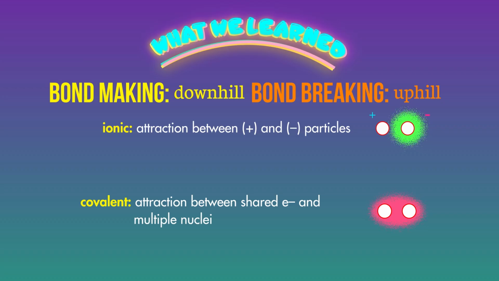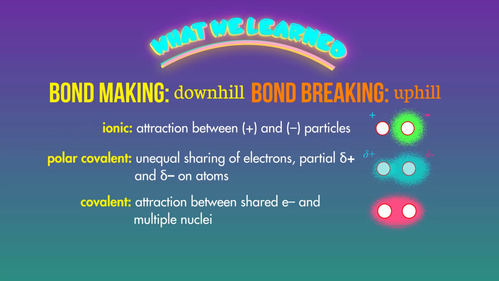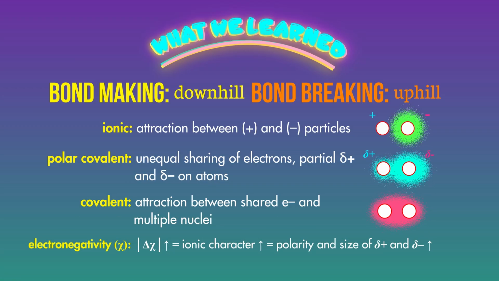We learned that most chemical bonds lie on a continuum between completely ionic and perfectly covalent. Polar covalent bonds have aspects of both. The electrons are shared, like in a covalent bond, but they're shared unequally, which leads to partial charges and some ionic character. Finally, we learned about electronegativity, a property that describes the ability of an atom to attract electrons to itself in a shared bond.